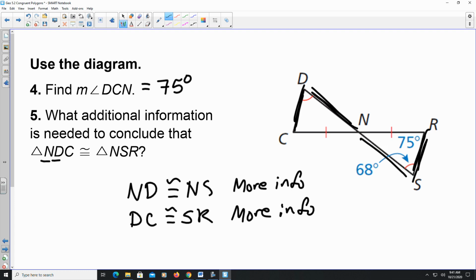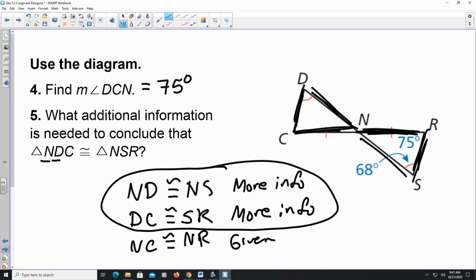And then finally, NC is congruent to NR. NC is right here, NR is right there. That is given. But I would need more information about these two. I need to show that ND is congruent to NS, and I'd also need to know that DC is congruent to SR in order to conclude that those two triangles are congruent.